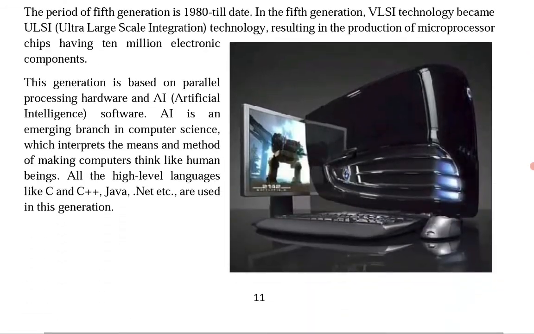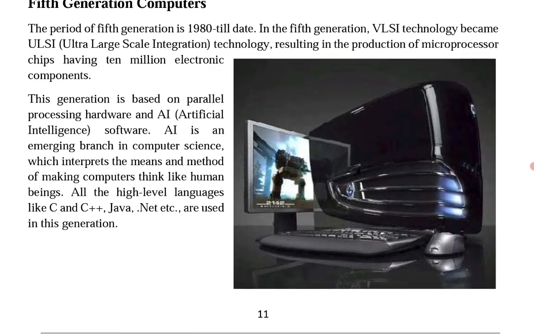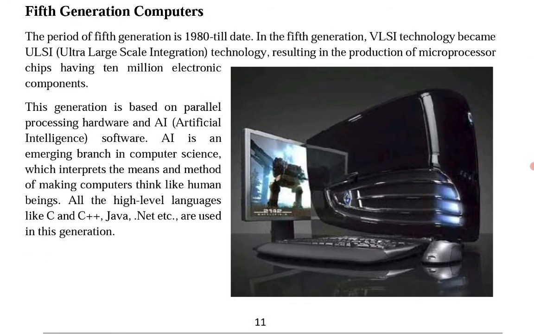So what are fifth generation computers? The period of fifth generation computers is 1982 till date. In fifth generation computers, VLSI technology became ULSI, ultra large scale integration technology, resulting in the production of microprocessor chips having 10 million electronic components. This generation is based on parallel processing hardware and AI, artificial intelligence software.